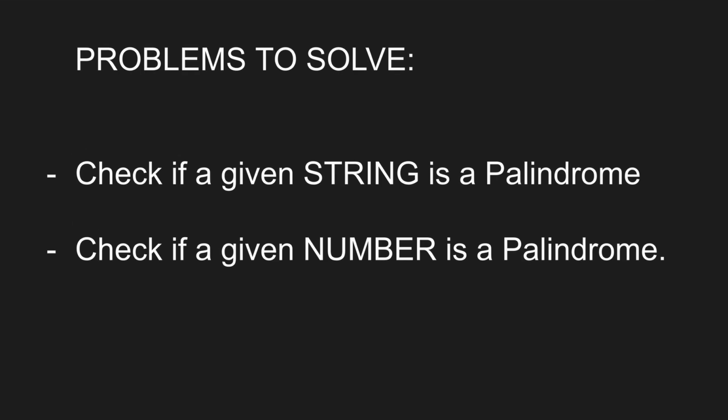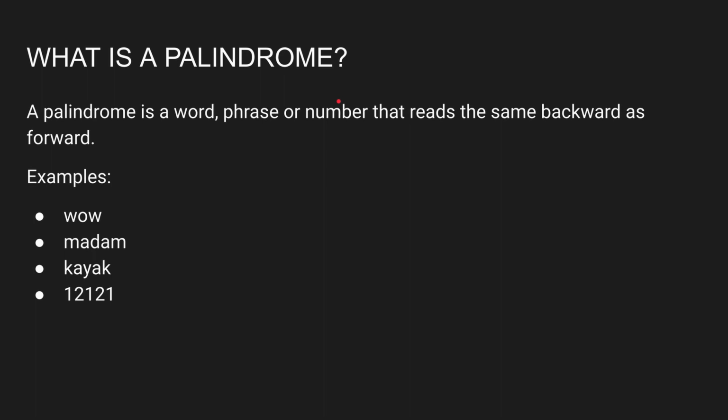In this video, we are going to check if the given string is a palindrome or if a given number is also a palindrome. For those who don't know what a palindrome is, it's just a word, phrase or a number that reads the same backwards as well as forward. So for example, if you read this word wow in a backward order, it spells the same as it reads in the forward order. Same goes for the word madam, kayak or even this number 12121.